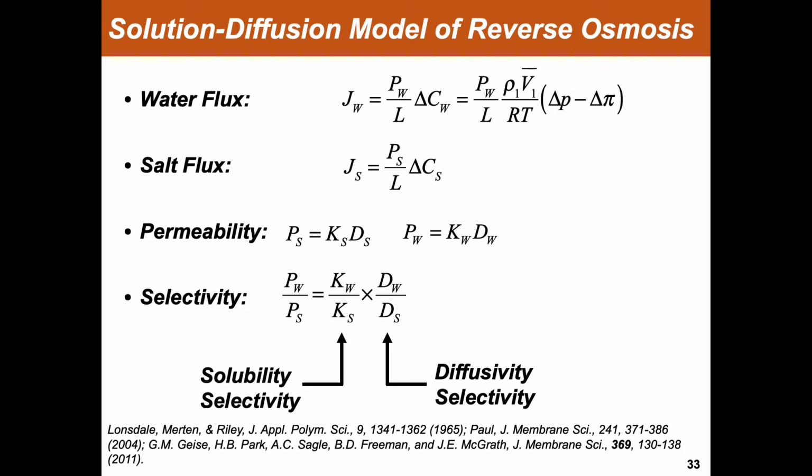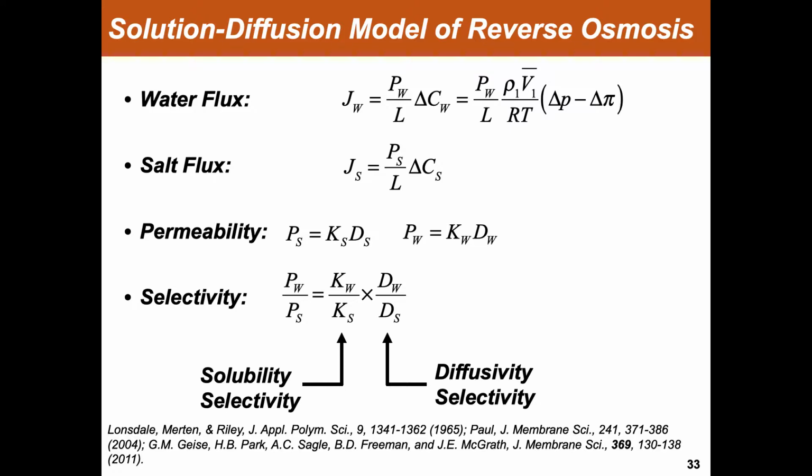The standard expressions to describe water and salt flux are shown here. Rho 1 and V1 bar are the density of water in the membrane and the partial molar volume of water. The permeabilities are written exactly as we would have written them before in terms of a solubility or partition coefficient and a diffusion coefficient. We can also talk about the selectivity of water over salt in terms of the solubility and diffusion selectivity, exactly the same way we would have done this for gas separation.